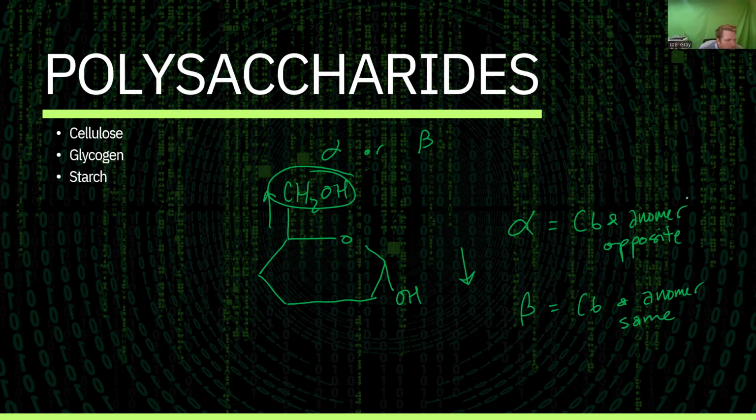So is it as simple as up, up is beta and down, up is alpha? Yeah, totally.